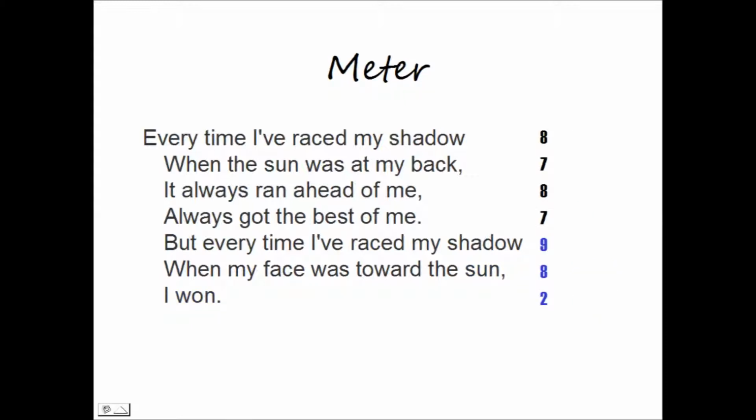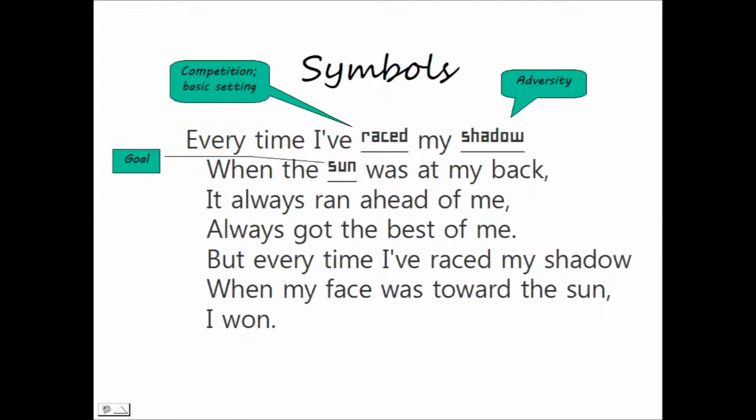The meter of this poem is interesting. The first 4 lines have a regular meter of 8 and 7 syllables. The last 3 lines have an irregular syllable pattern. Moving on to symbol. Race symbolizes competition, and it forms a basic setting where the narrator faces one's adversities.